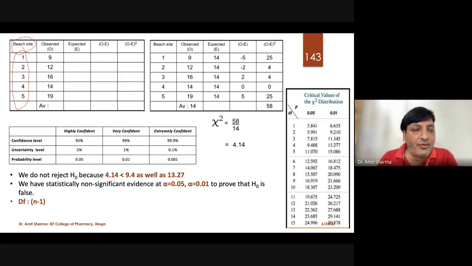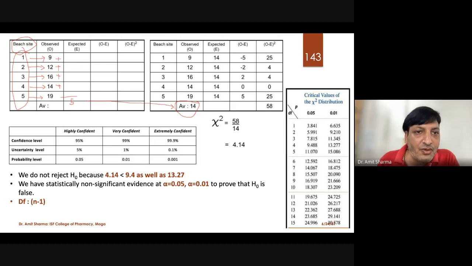So on beach site 1, 9 tourists are visiting in a week. In beach site 2, 12 tourists are visiting. In site 3, 16 tourists are visiting. Site 4, 14 tourists are visiting. And site 5, 19 tourists are visiting. So if they want to find out the average number for all the beaches, you calculate the average. The average was found to be 14. Sum of all, 9 plus 12 plus 16 plus 14 plus 19, divided by 5, you are going to get the average.